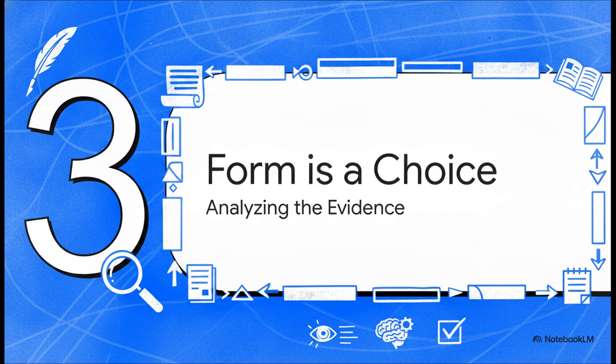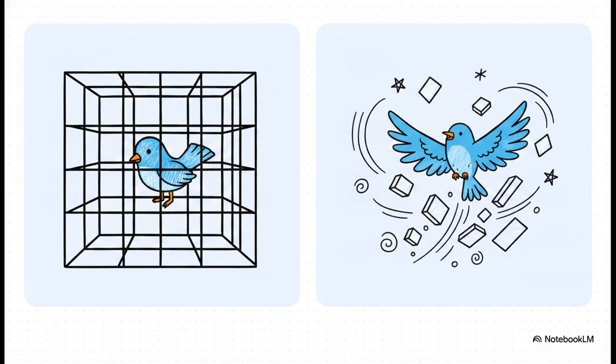Moving on to Section 3. Form is a choice, analyzing the poet's evidence. Let's look at how we can actually prove that form is a deliberate, evidence-bearing choice by the poet. It is never an accident.